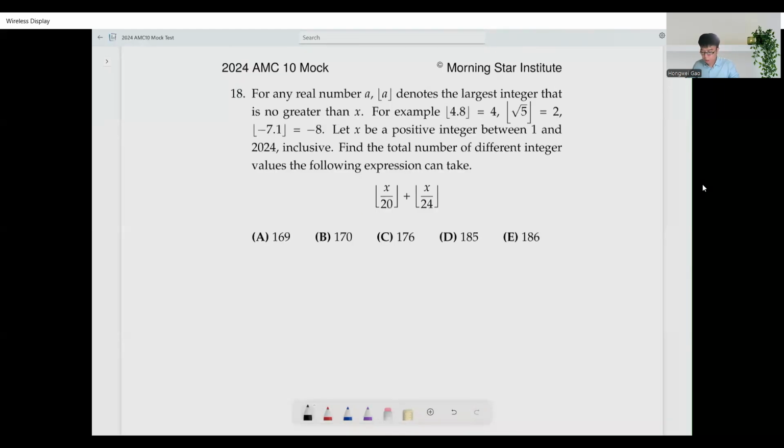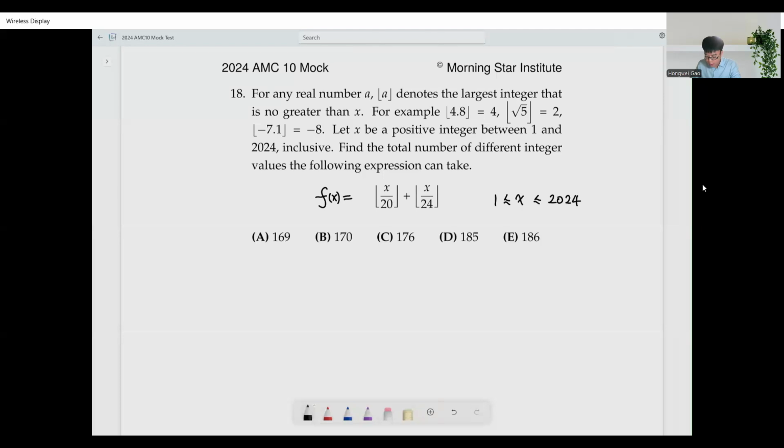Question 18. Here we have floor function, which takes the integer part of any number. And the function here is defined based on the floor function. Let's call it f of x. It is the integer part of x over 20 plus the integer part of x over 24. X is any positive integer between 1 and 2024. The question is how many different integer values this function can take.